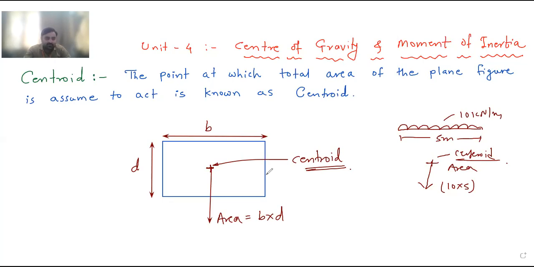Then the second definition we will see is center of gravity. The concept is the same, just that in the centroid we consider total area, and in the center of gravity we consider weight, as it is a three-dimensional figure.